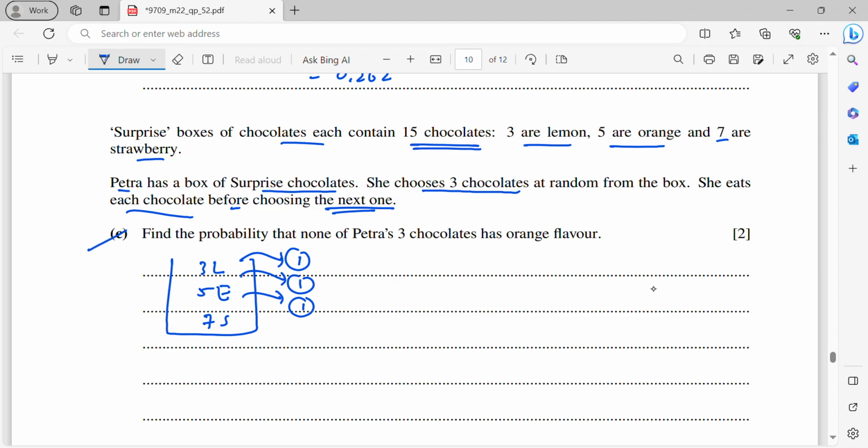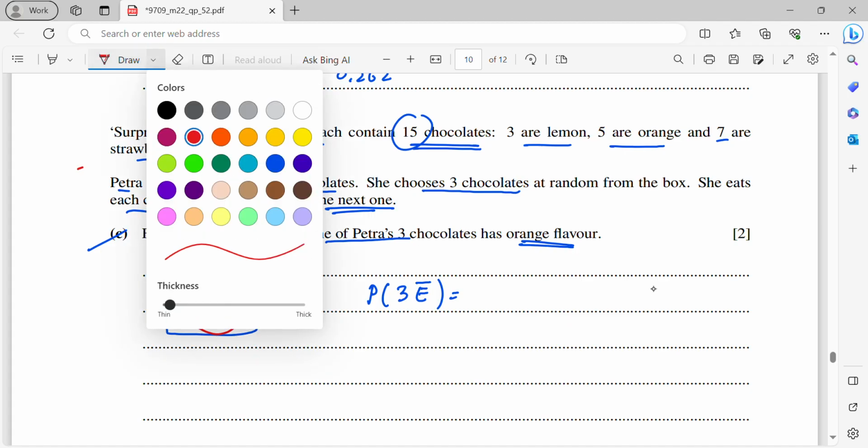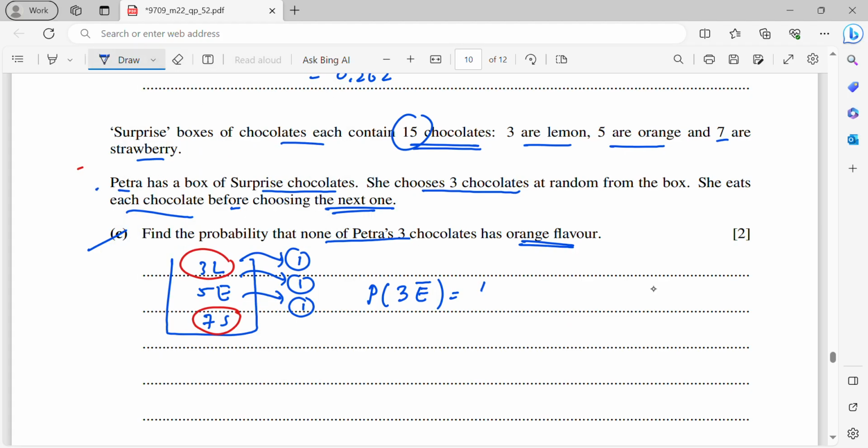C. Find the probability that none of Petra's 3 chocolates has orange flavor. So it will be 3 non-E. So then from here I will just say total chocolates is 15. So the first non-E is, okay, now look at here. Basically first non-E, the non-E is 10, right? It will be lemon or strawberry. So from here I will say the first one will be 10 over 15 non-E chocolate.